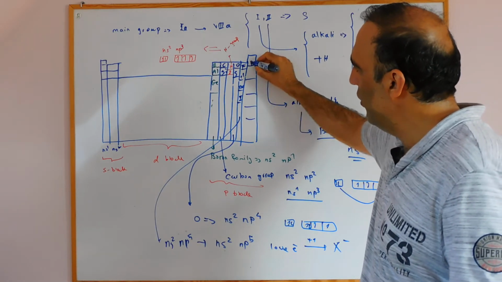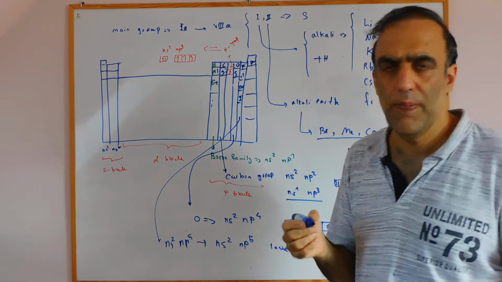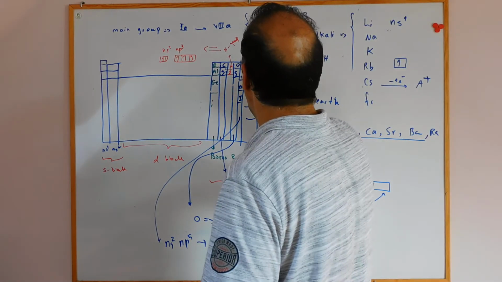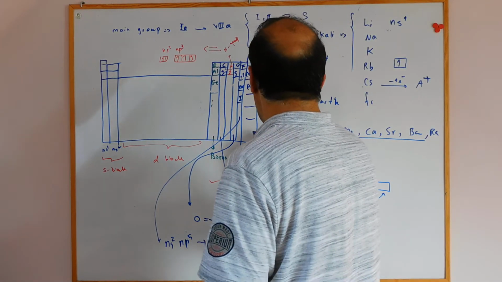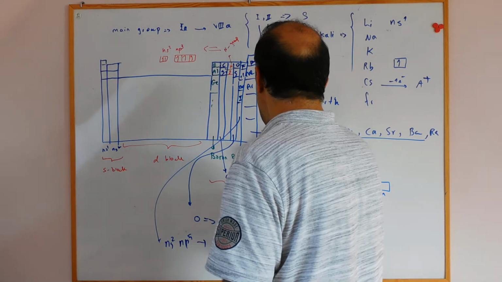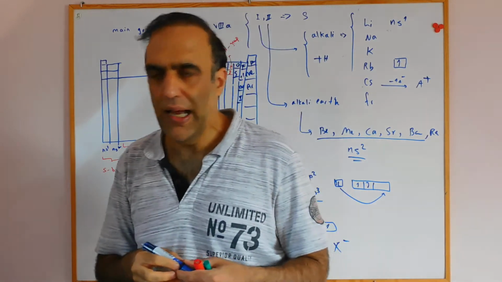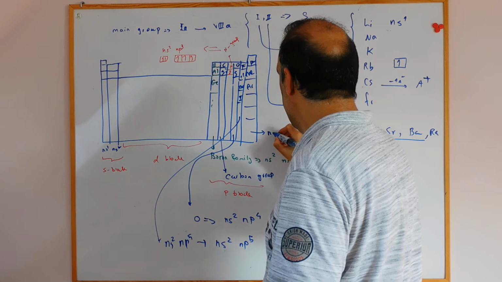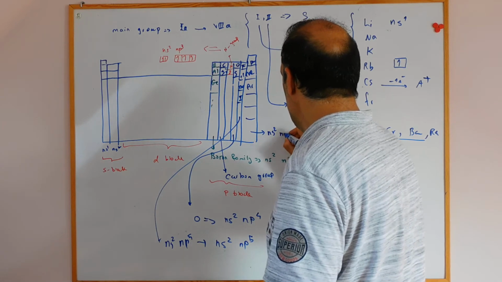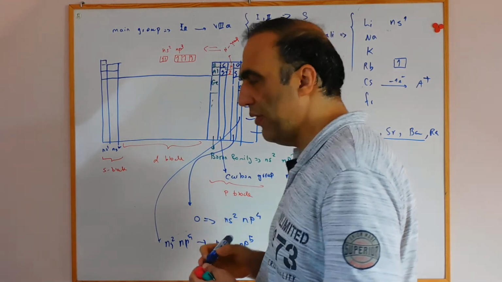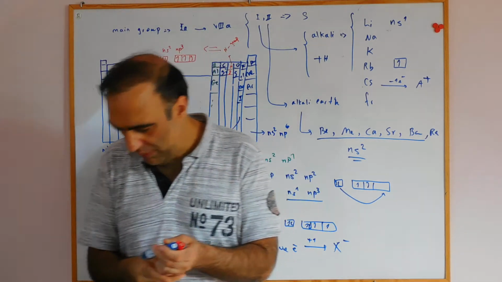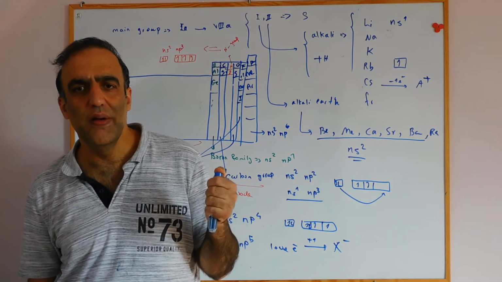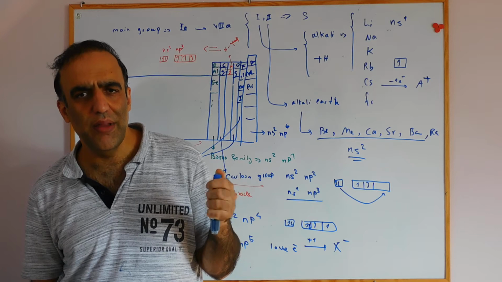Okay. And the last group is the noble gases. We start with helium. It's very easy: helium, neon, argon. They are stable and monoatomic, and they have a full shell of electrons, s2 and p6. It is very important. We have to care about this.